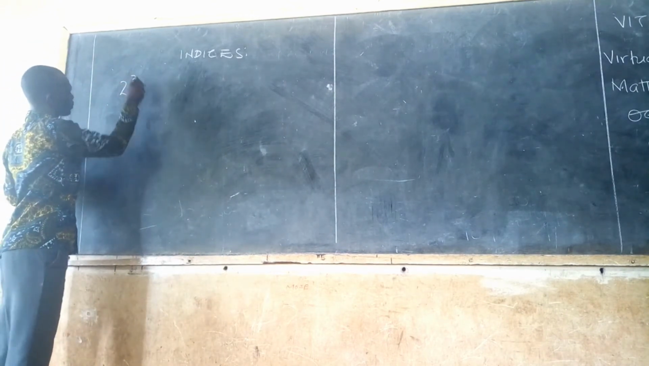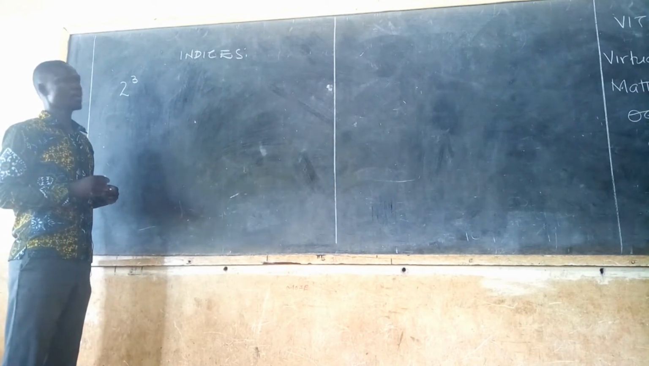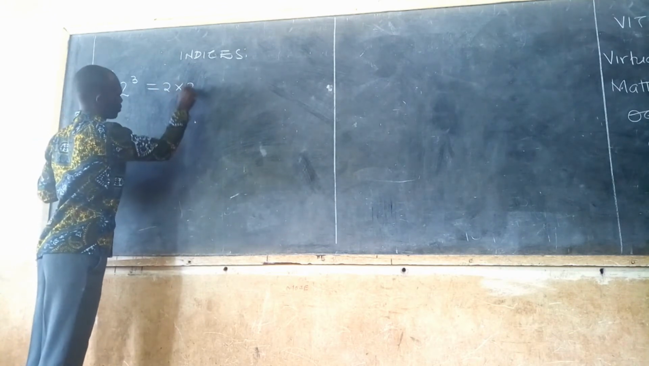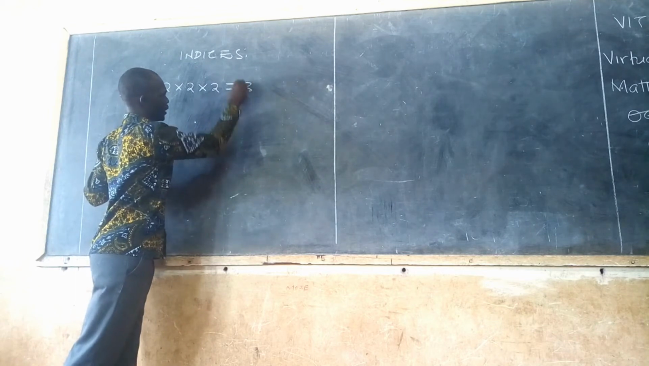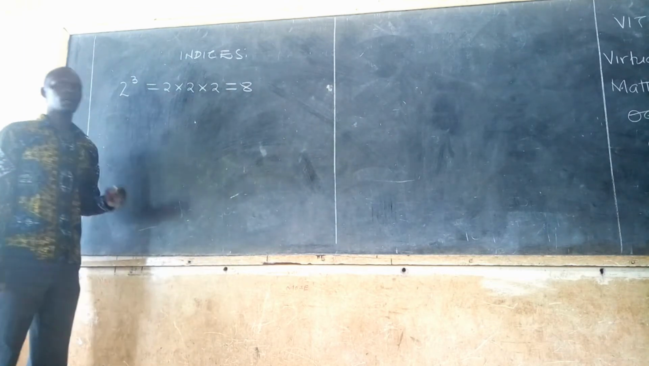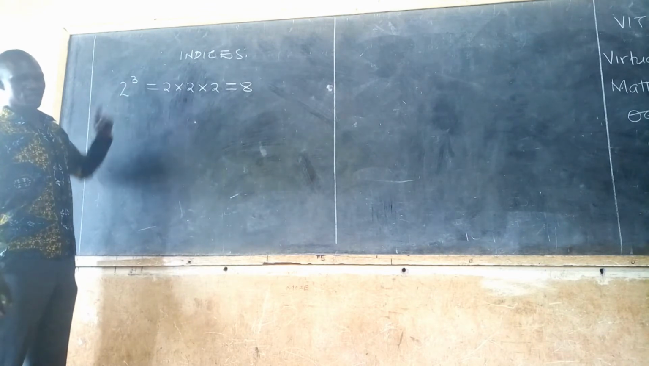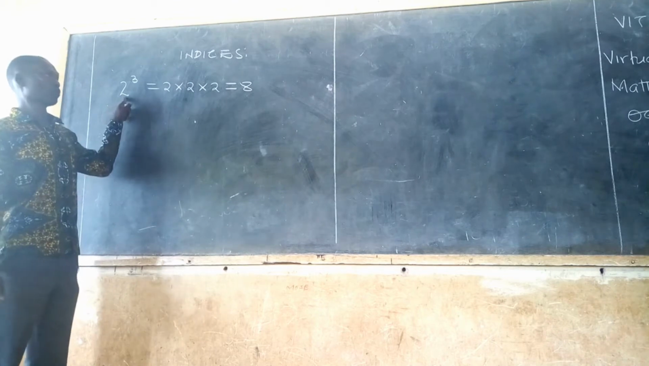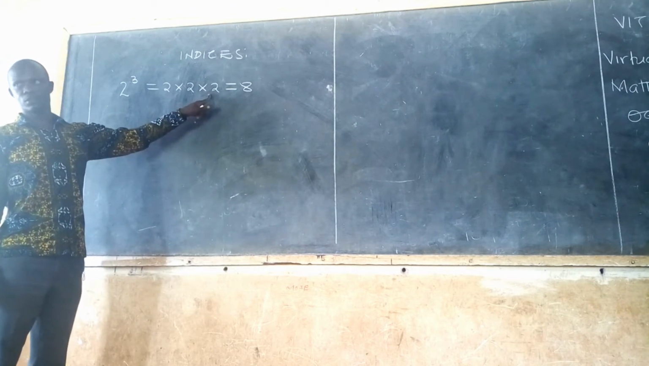Given 2 to the power 3, this is supposed to be 2 times 2 times 2, which gives us 8. I want you to take note that 2 to the power 3 is not 2 times 3. It is 2 multiplied by itself 3 times. There is often that confusion.